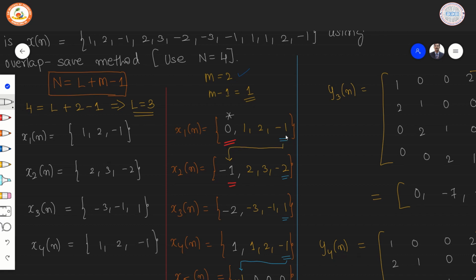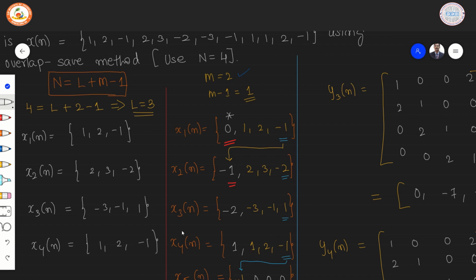To create the next block, we take m minus 1 points from the end of the first block and place it at the start. This is followed by the 3 data points 2, 3, minus 2. Next, for the next block, the last point minus 2 is taken, placed at the start, followed by 3 data points. Next, the last point 1 is taken, placed at the beginning, followed by 3 data points.